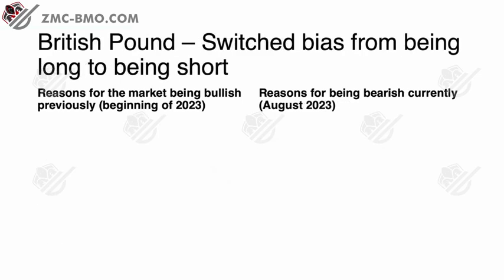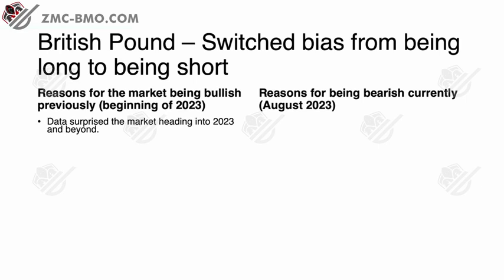Now, let's look at the British pound example. We switched our bias from being long, or the markets were bullish in 2023. Why did the markets suddenly turn bearish on the pound around August of 2023? So let's have a look. Firstly, let's look at the reasons why the markets were bullish.